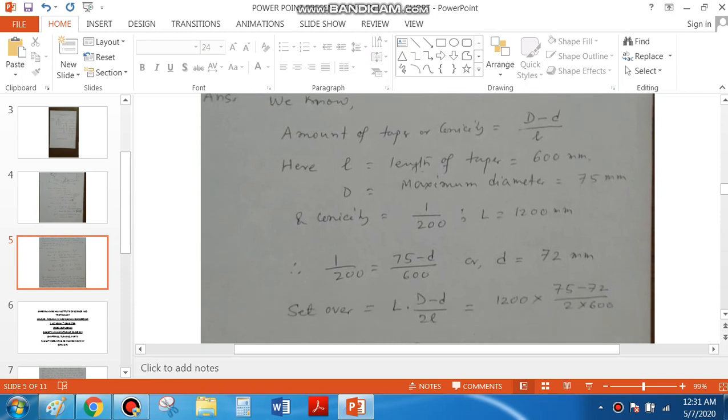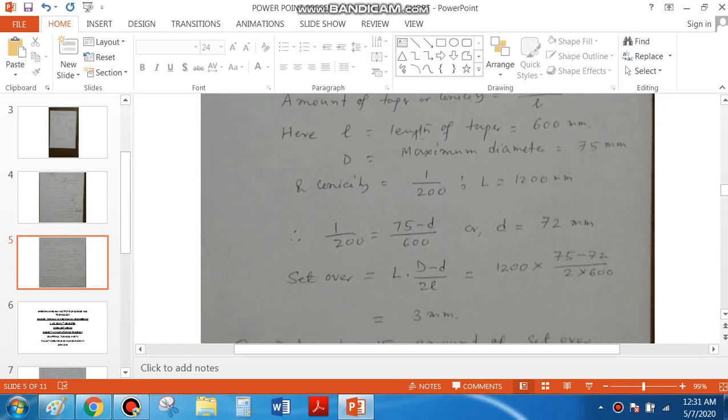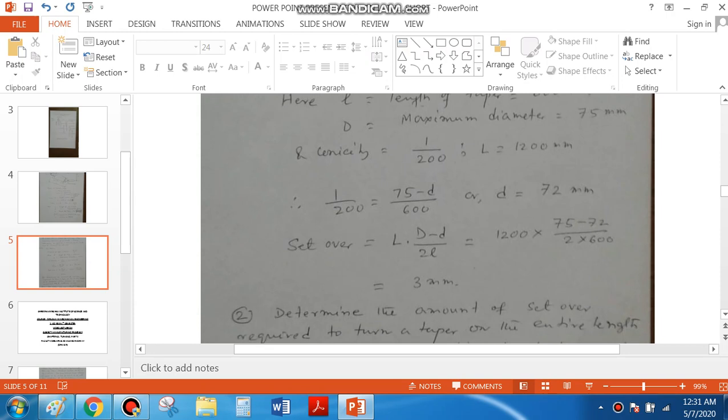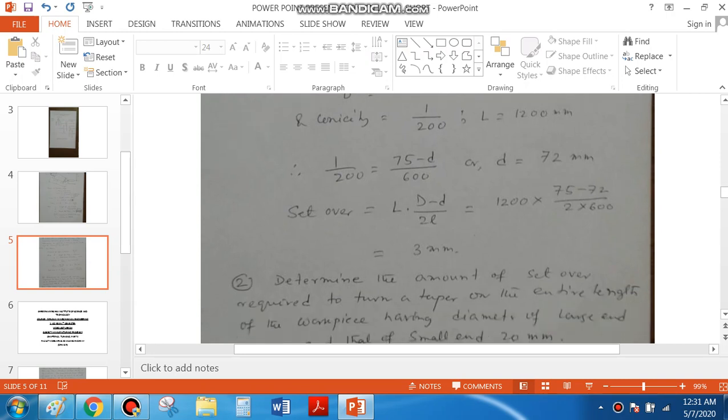So 1 by 200 is (75 minus d) by 600, which is the formula for conicity, and small d is 72 millimeter. Now set over is L into (D minus d) by 2l. We know capital L is 1200, so 1200 into (75 minus 72) by 2 into 600, which is 3 millimeter.